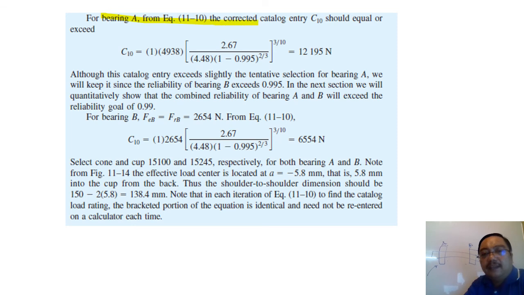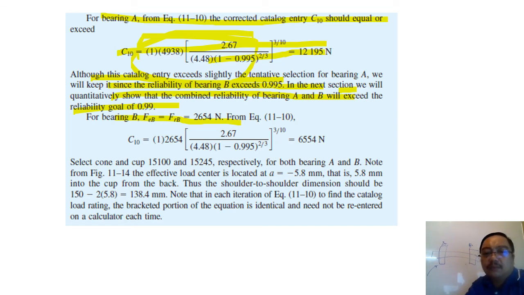For bearing A, the corrected catalog entry C10 should equal or exceed this value. This C10 value, remember from equation 11.10, is the normal equation, so 12,000. Although this catalog entry exceeds slightly the catalog selection for bearing A, we will keep it since the reliability of bearing B exceeds 0.995. In the next section, we will quantitatively show the combined reliability of bearing A and B will exceed the reliability goal 0.99.